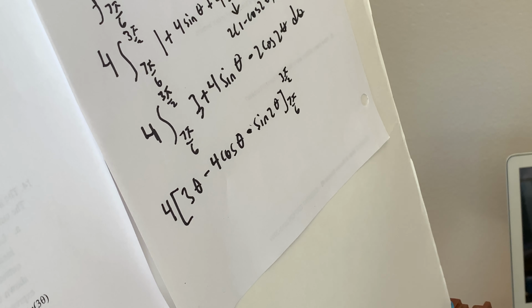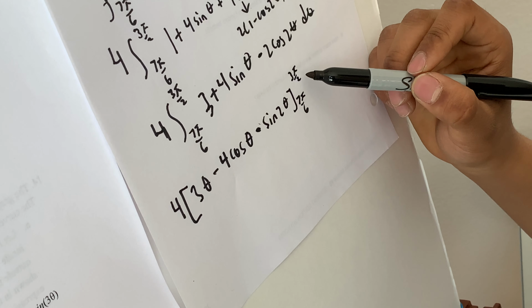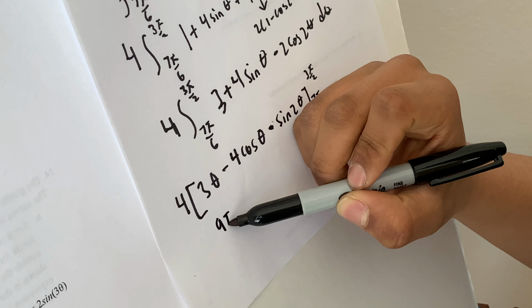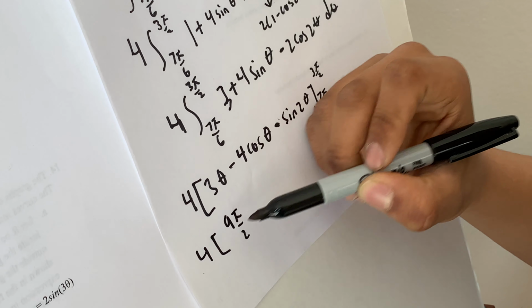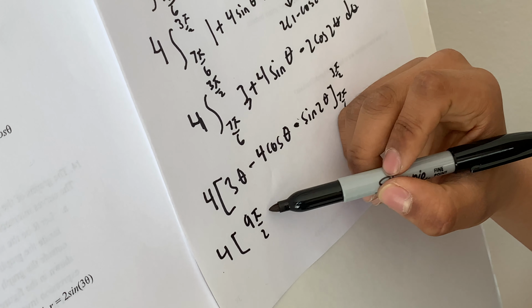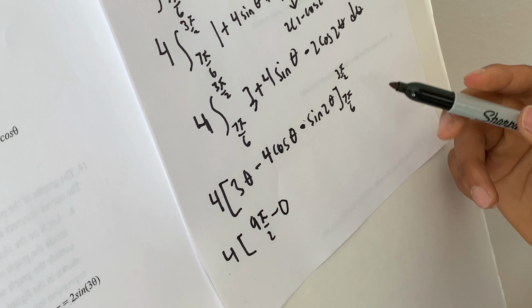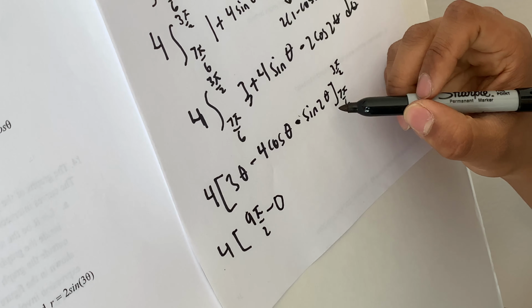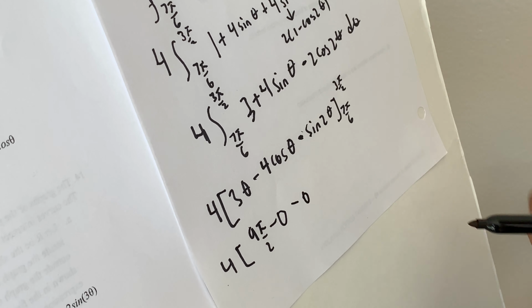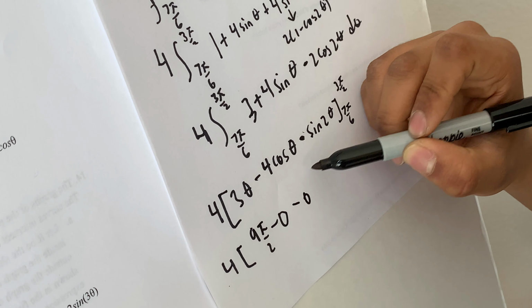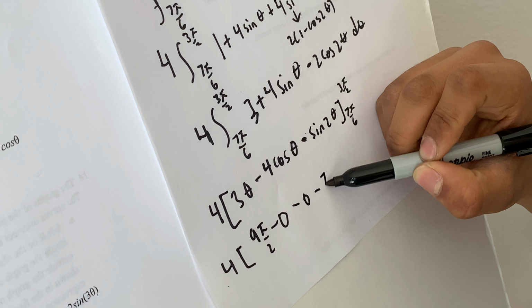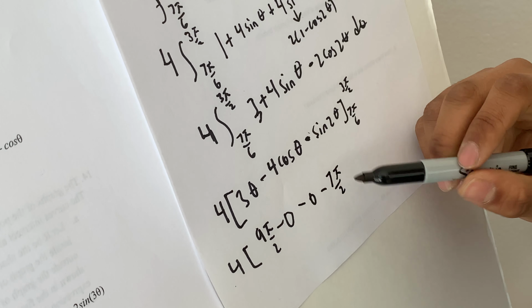So what we're going to do here is substitute 3 pi over 2 in. For this, that's going to be 9 pi over 2. It's 4 minus 3. Cosine of 3 pi over 2 is 0. It's minus 0. Sine of 3 pi, since there's a 2 coefficient there, will also be 0. Then minus, for the 7 pi over 6, minus 7 pi over 2.